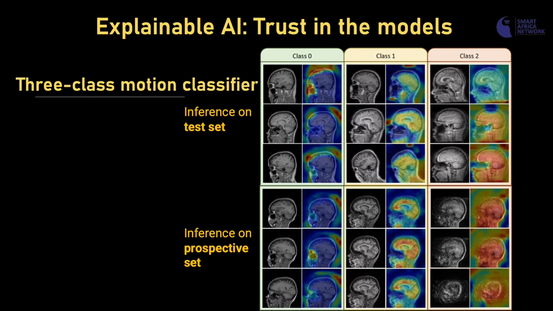To further test these motion classifiers, we did multi-class motion classifiers. We tested this on a prospective data set as well, where we got subjects into a 3D scanner and asked them to either lay still, move their head modestly, or shake vigorously. And as you can see, as you go from left to right, the motion models actually show an increase in the hotspot area for different levels of motion.